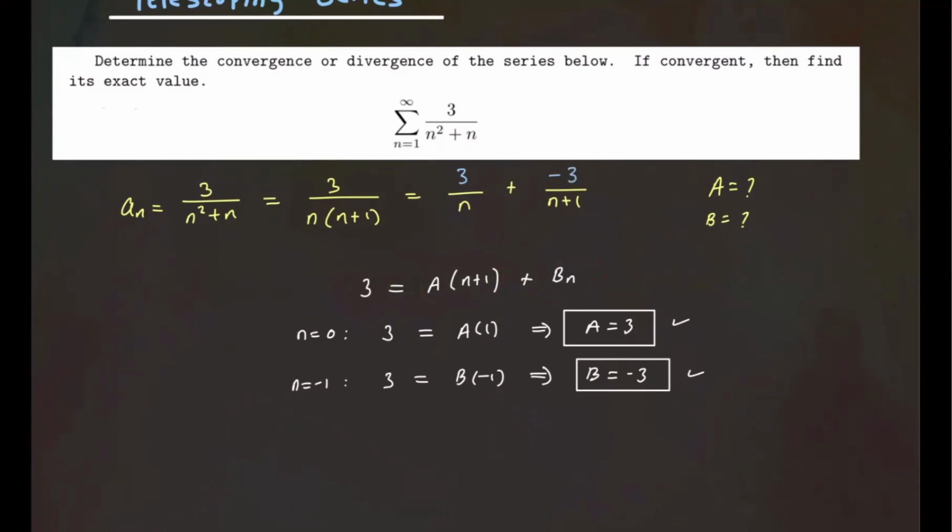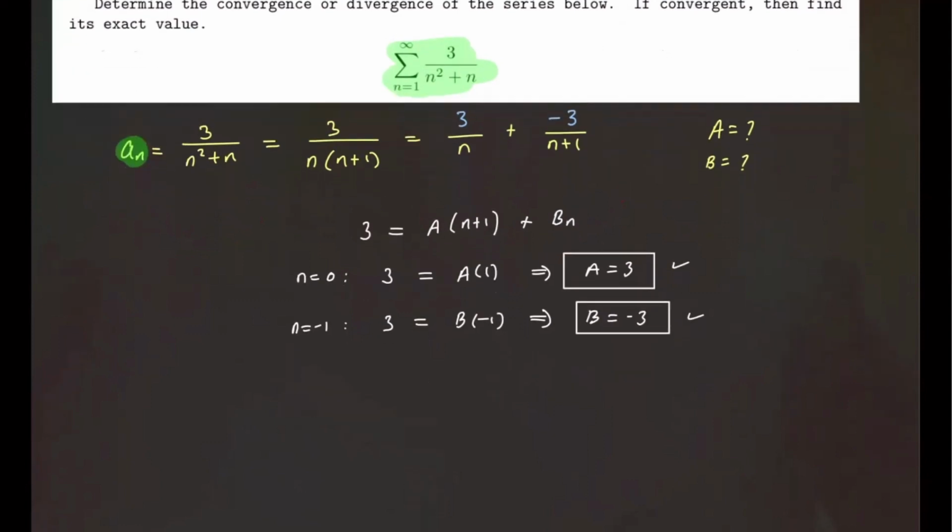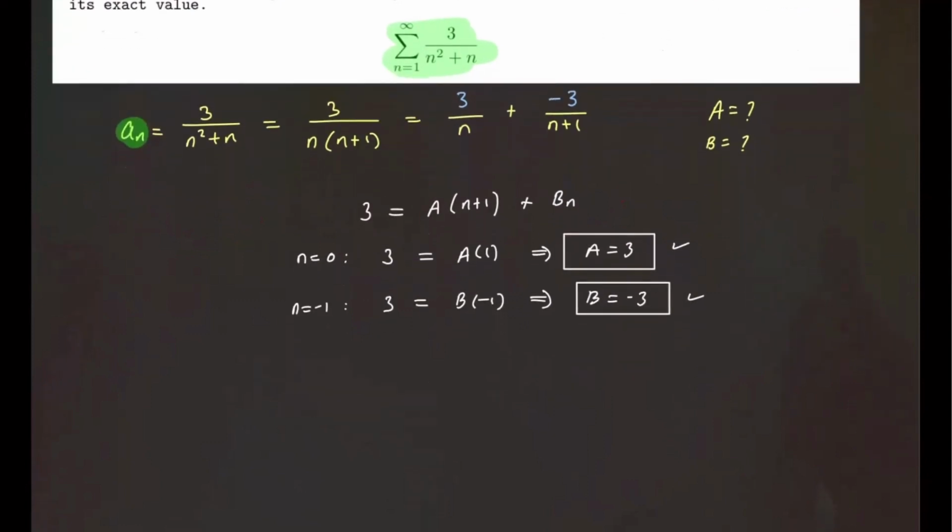That means now I can rewrite a_n. Instead of expressing it this way, we can express it this way. That is the goal. So I'm going to rewrite. We know our sum from n equals 1 to infinity of 3 over n squared plus n is equivalent to the sum from n equals 1 to infinity of 3 over n minus 3 over n plus 1.